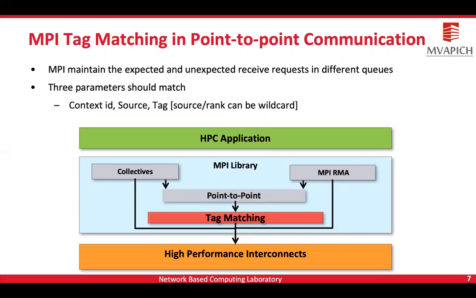As you can see in this figure, we are simplifying the MPI stack, and tag matching is inside the critical path of every point-to-point operation. Collective operations, as well as RMA operations, can also be implemented on top of point-to-point operations. Therefore, we can see that tag matching has a big impact on the performance of MPI.